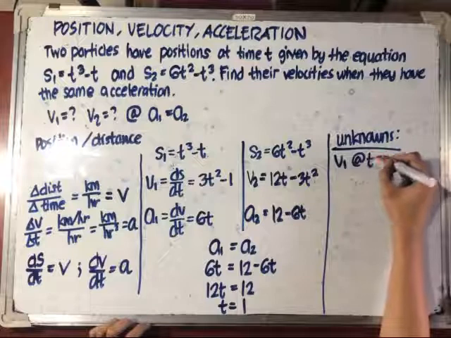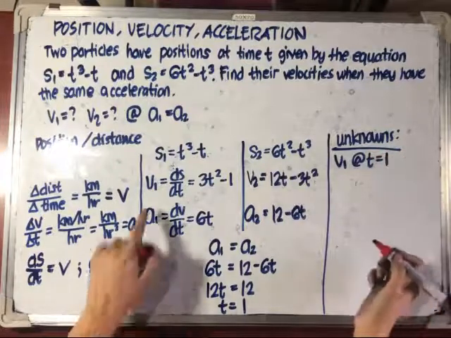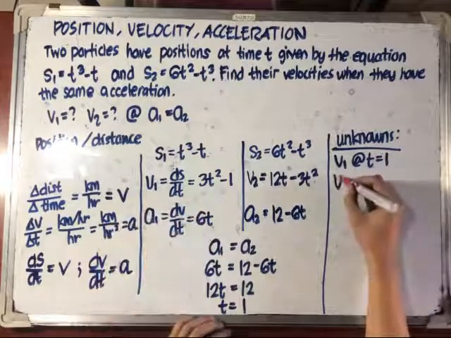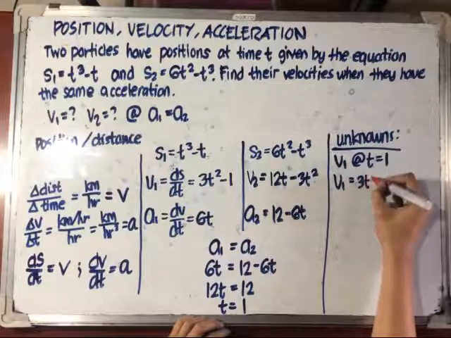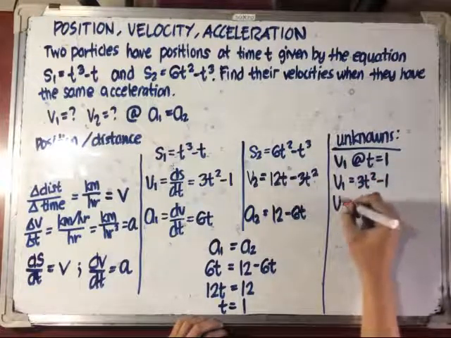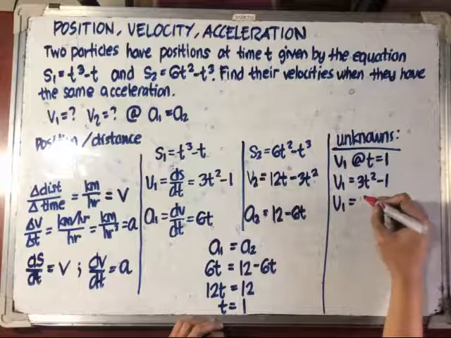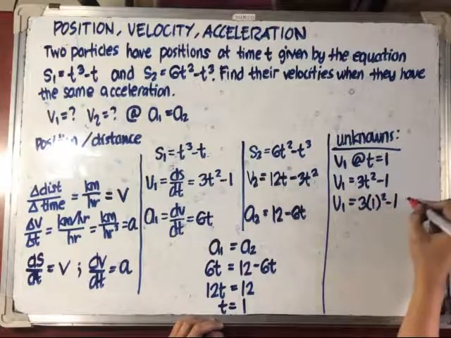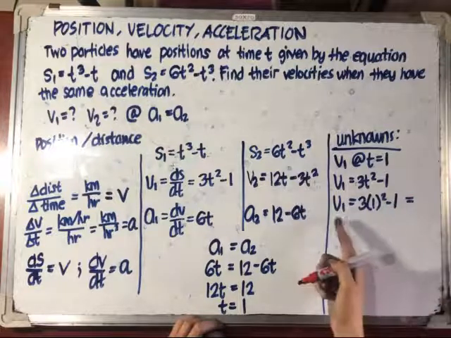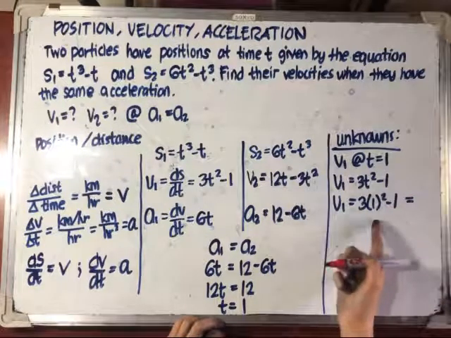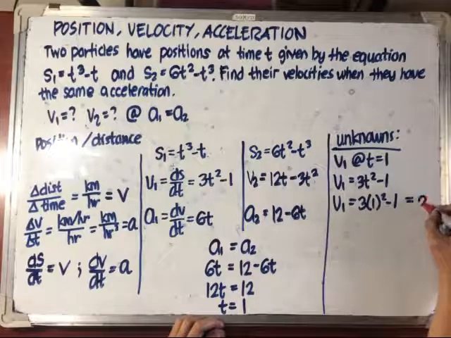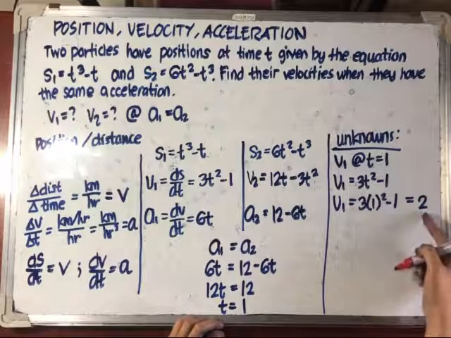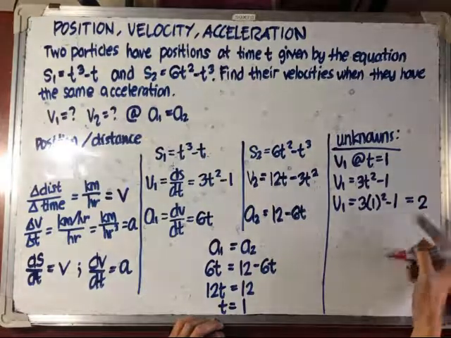V1 at t is equal to 1. So, we need to use this V1 value here. V1 is 3t squared minus 1. This could be 3 times 1 squared minus 1, and that is how much? V1 is 3 times 1 squared, that's 3 minus 1 is 2. 2 units of velocity. Okay?